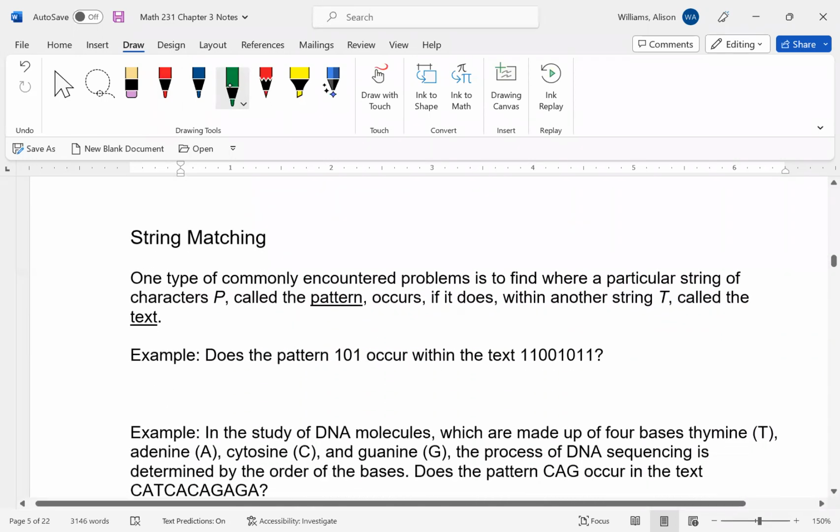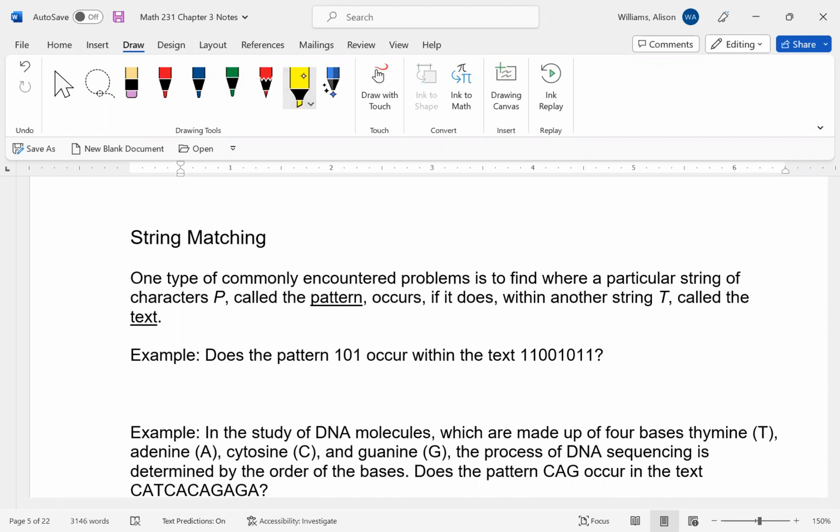Okay, string matching. So this is where we're looking for a pattern inside a string of numbers. We call the pattern P if it occurs within a string T, which we're calling the text. So for instance, does the pattern 101 exist within this text? Can I locate it? And the answer is yes. Look, it's right here. So 101 is right there. It exists. And that happens to start on the 5th term.